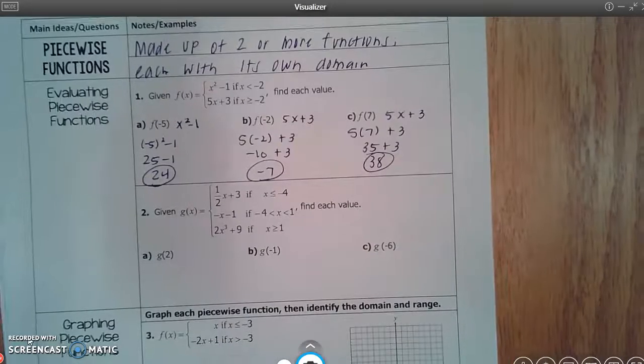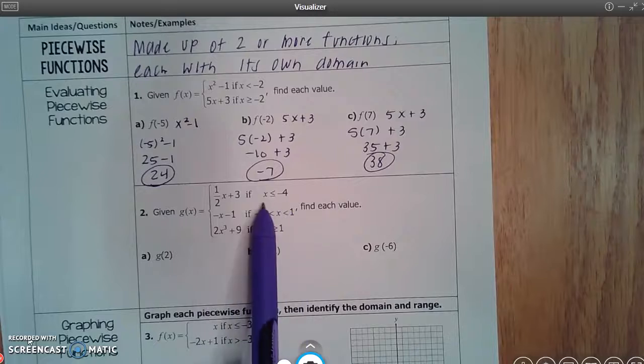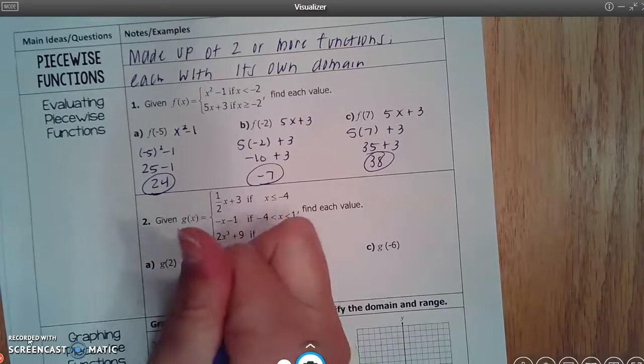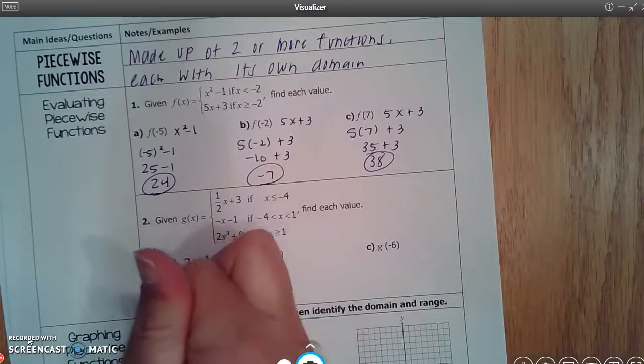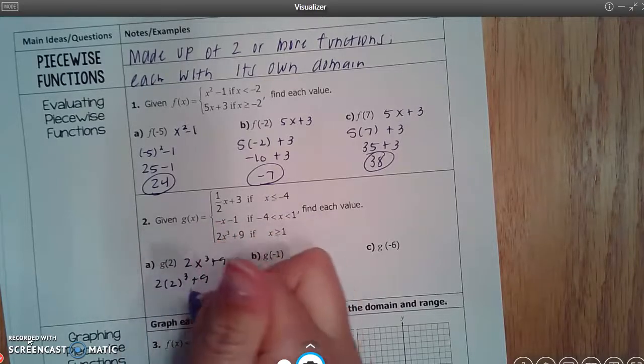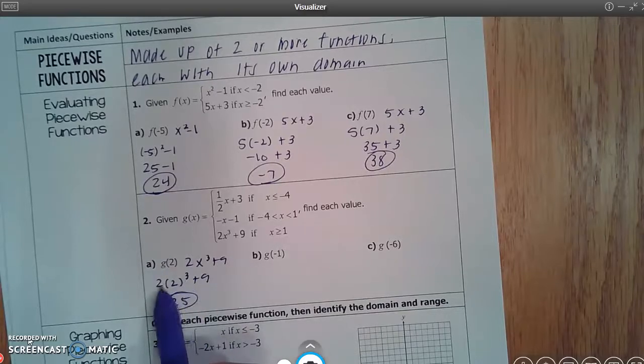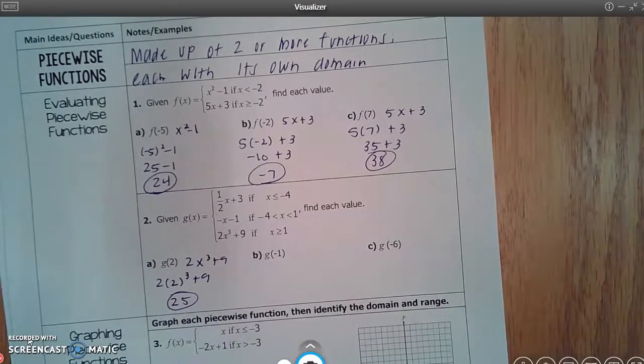Same thing down here. 2 is not less than negative 4. It's not between negative 4 and 1. It is greater than 1. So that means I'm going to plug it into my 2x cubed plus 9. 2 times 2 cubed plus 9 is going to give me an answer of 25. 2 cubed is 8, times 2 is 16, plus 9 is how I get 25.